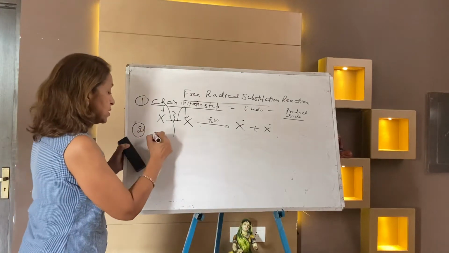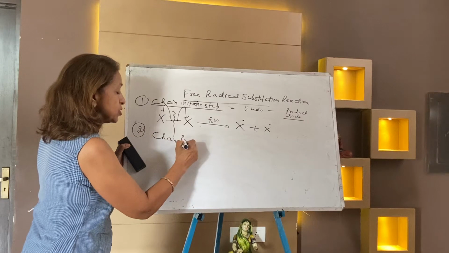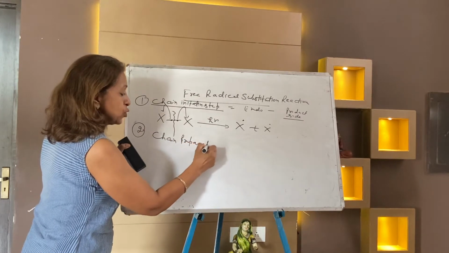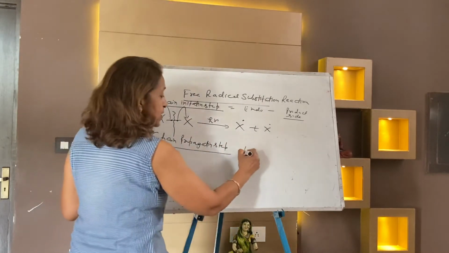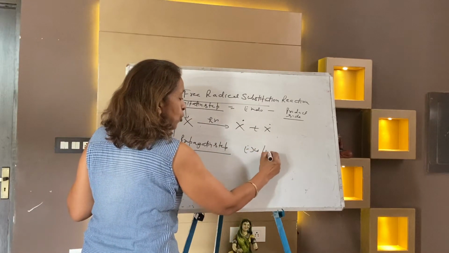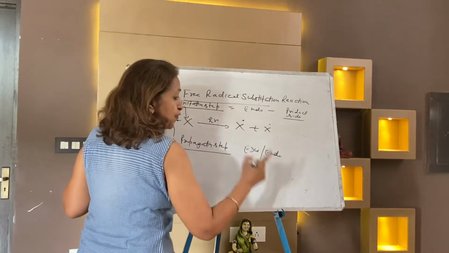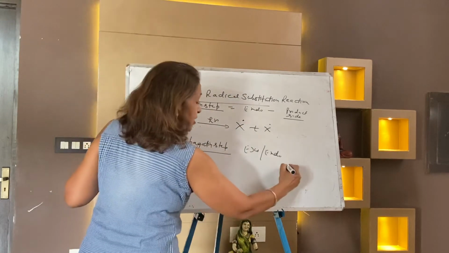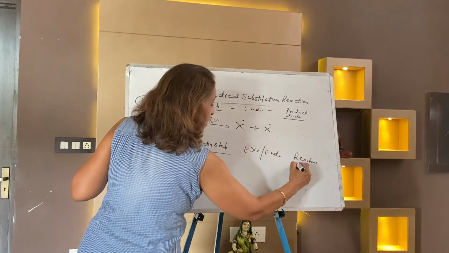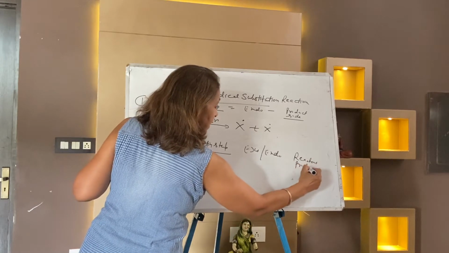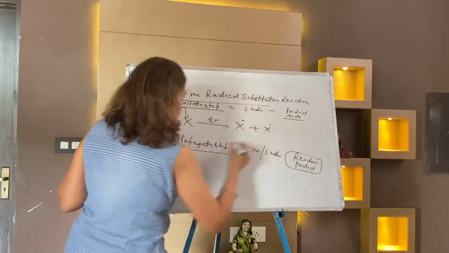The second is the chain propagating step, which is exothermic as well as endothermic. There are 2 steps. One is exo and the other is endo, and here you will see the free radical is on both sides, that is on the reactant side as well as on the product side. You will see soon.